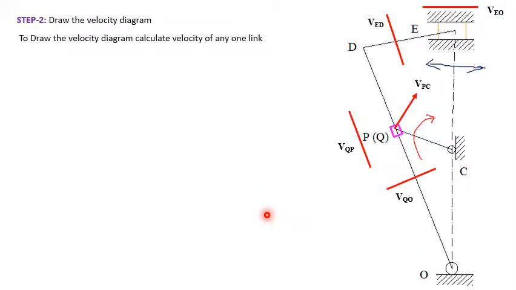For that, first we have to calculate the velocity of any one link. In the problem, the speed of the crank CP is given, that is it is rotating at 90 rpm. Using this we can calculate the angular velocity of P with respect to C. So omega equals 2 pi N by 60. N is 90. We substitute 90 in place of N, and after simplification we get the omega value 9.424 radians per second. This is the angular velocity of the crank CP.